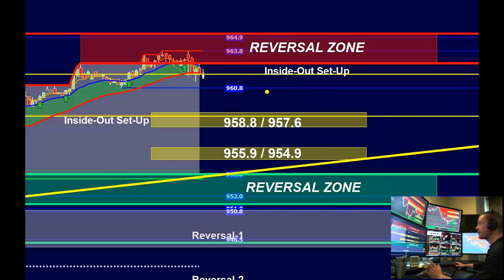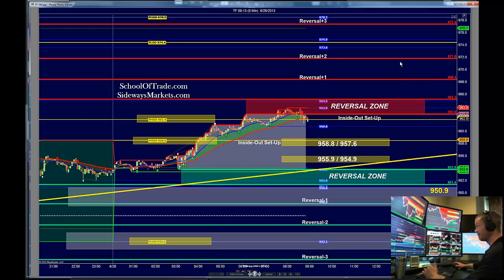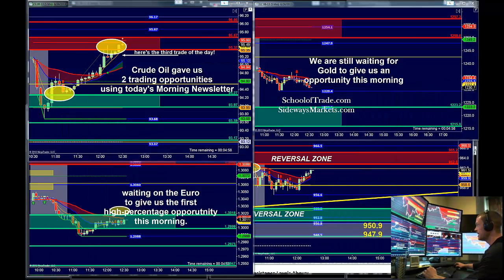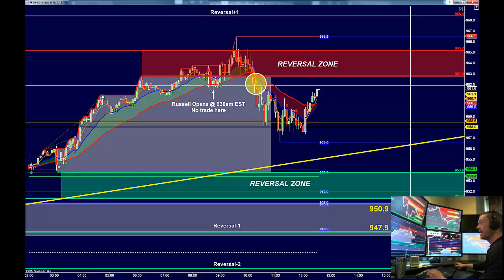As you can see here, we have defined reversal zones on the Russell at 962.8 and 953.8. Let's see what we got today out of the Russell. It looks like we should be selling short. That was the plan this morning on the Russell. Now let's see what actually happened. Here's the live Russell chart, and you can see 1 for 1 today on the Russell.